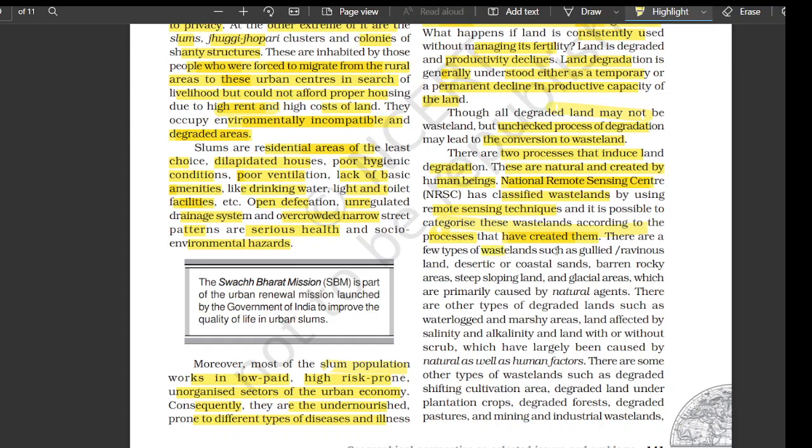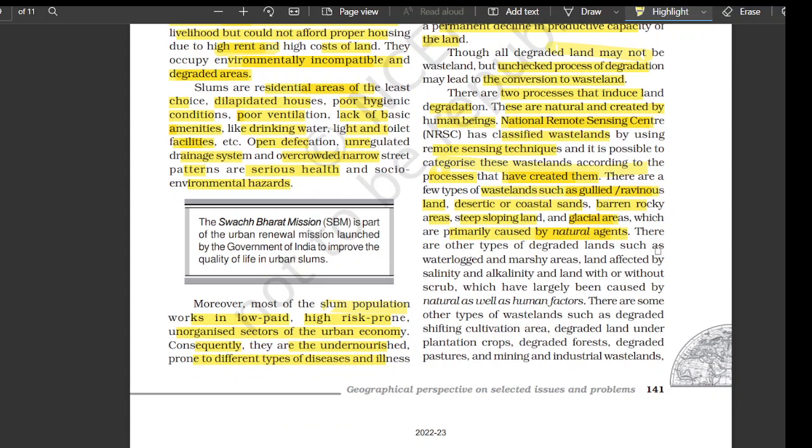There are a few types of wastelands such as gullied or ravenous land, desertic or coastal sands, barren or rocky areas, steep sloping lands, and glacial areas, which are primarily caused by natural agents. There are other types of degraded lands such as waterlogged and marshy areas, land affected by salinity and alkalinity, and land with or without scrub, which have largely been caused by natural as well as human factors.